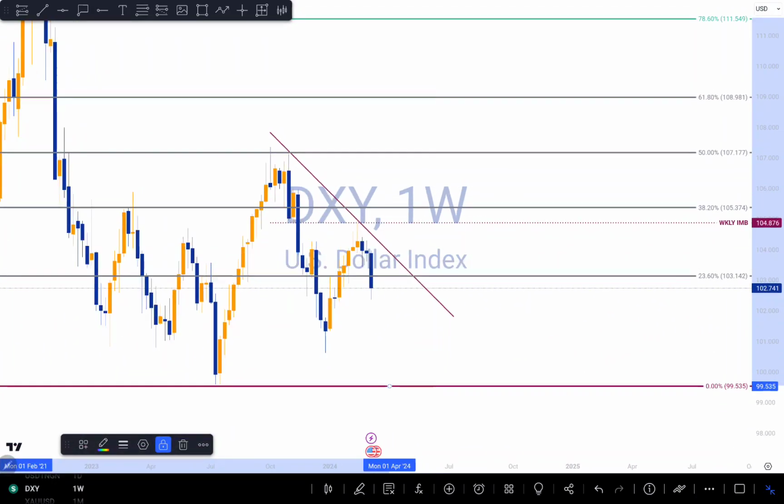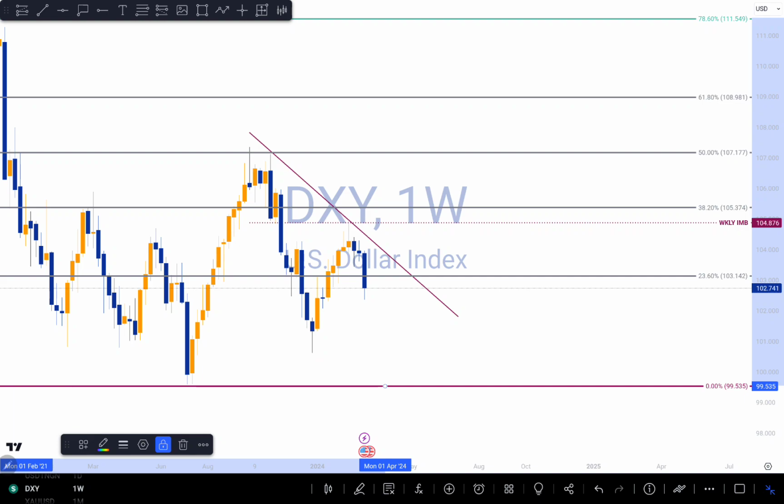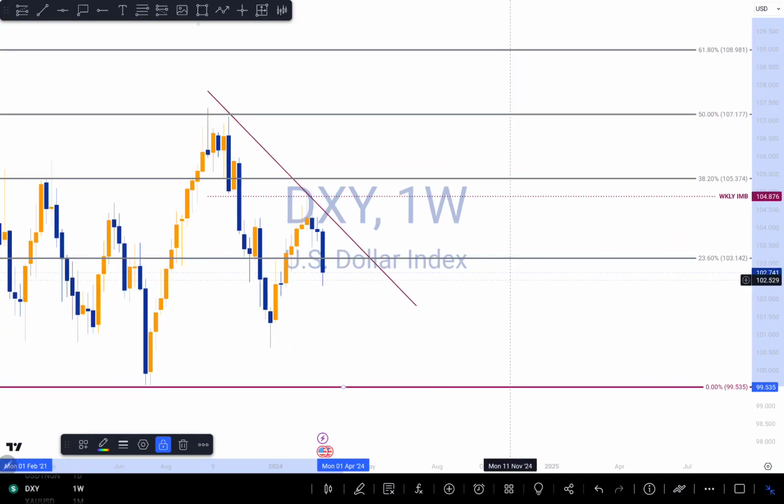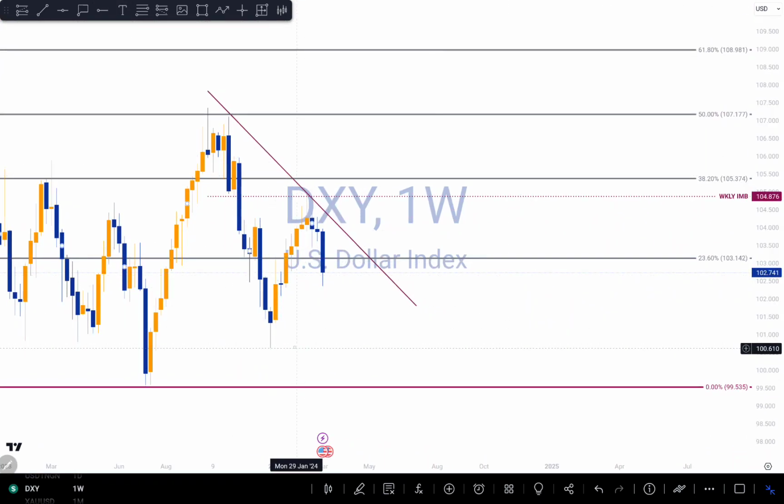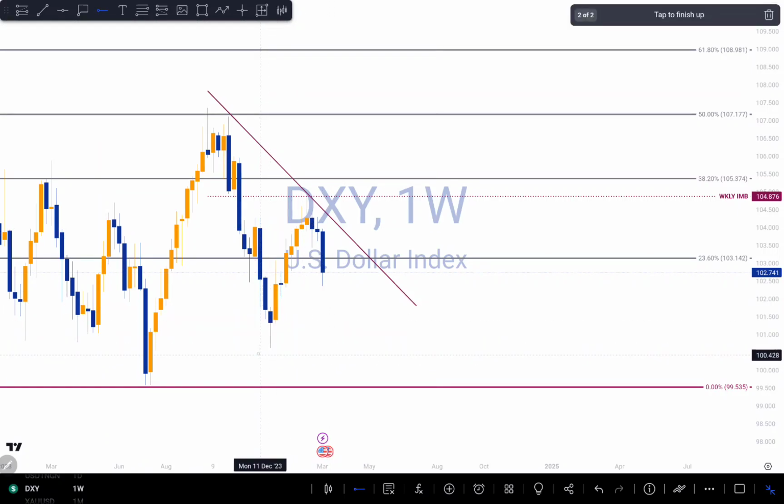So we can see right here, this is the weekly time frame guys, and we are having a bear momentum. We can see this candlestick right here. It's giving us momentum that we might continue to push to the downside. So this would be a weekly target we can look forward to right here.